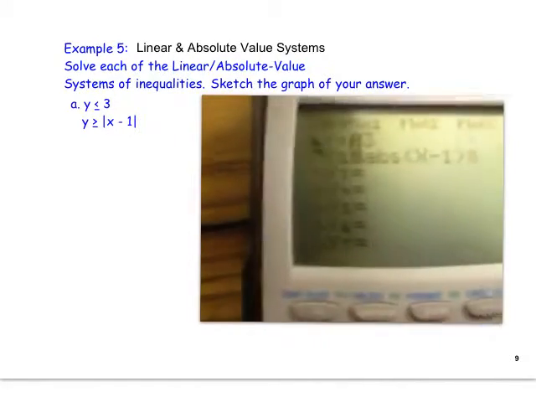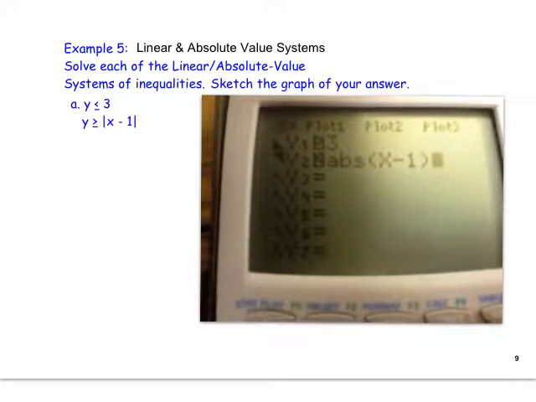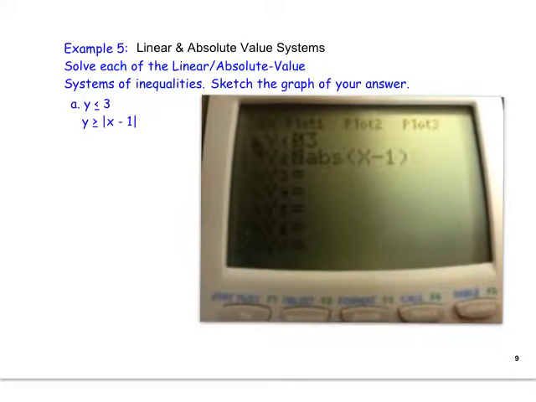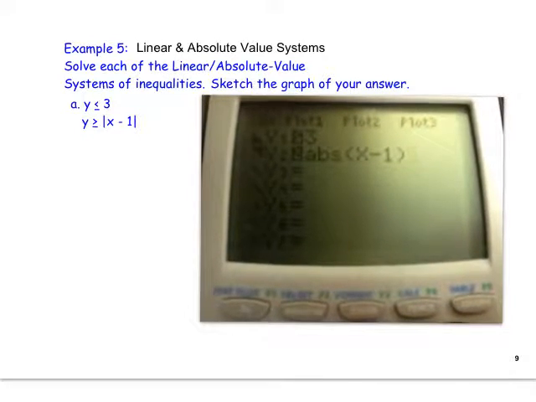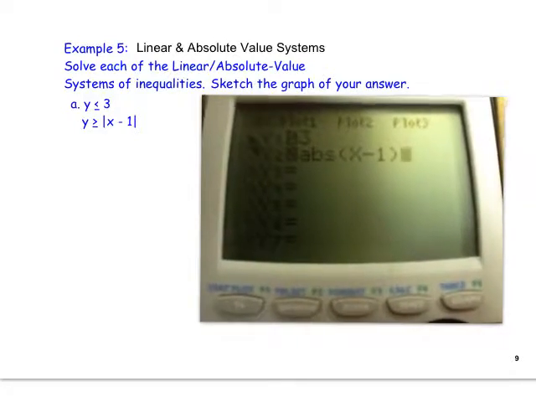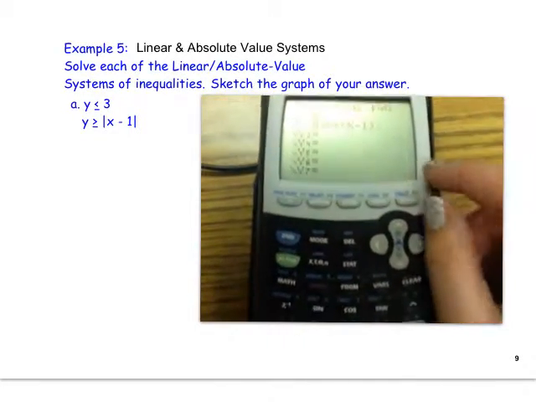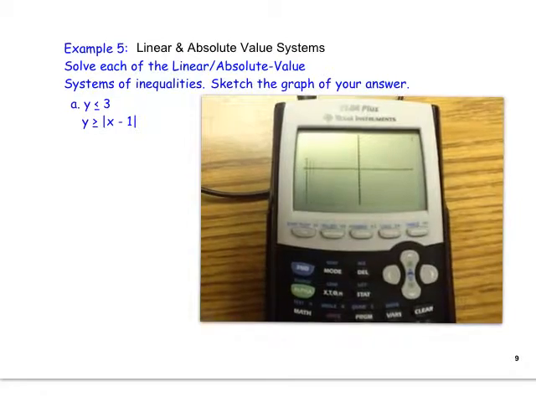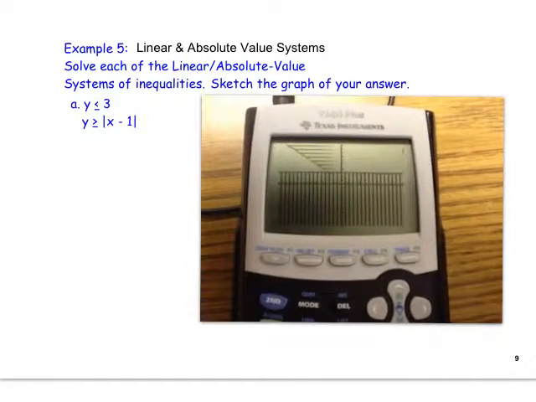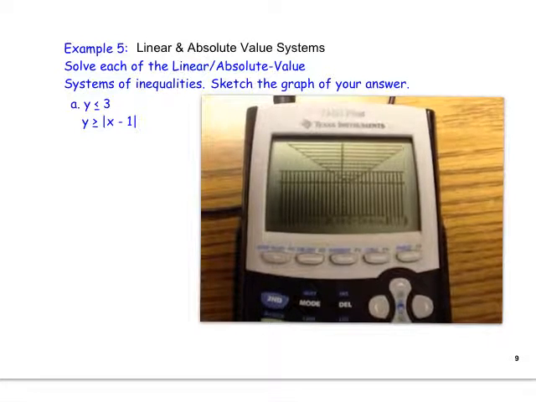So I want to zoom in on that so you can see y is greater than or equal to abs x minus 1. And how did I get abs on the screen? Math over to the right, and it was the first choice. Okay, push the graph button. There we see the line, and there's the absolute value graph.